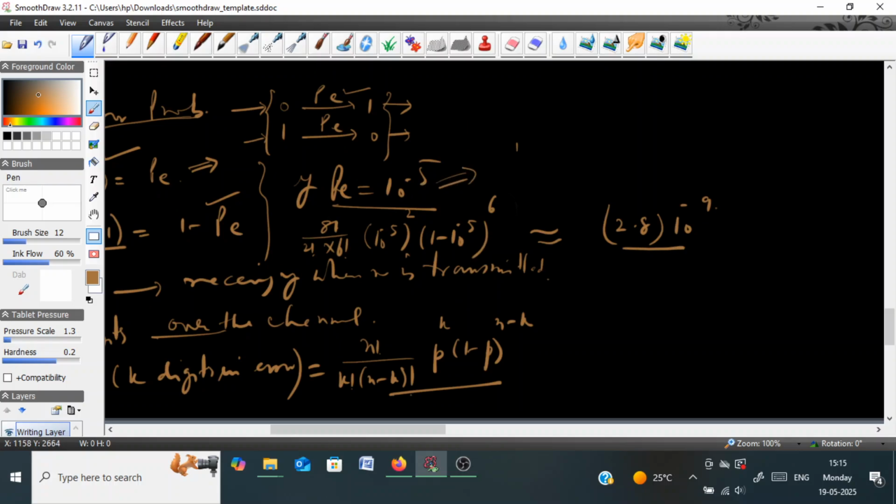It means out of 10 to the power 5 bits that you are transmitting, there is a probability that 1 bit will be in error. Okay, that is the meaning of this 10 to the power minus 5. So the probability of receiving 2 digits wrong in a sequence of 8 digits will be given by this. Okay.